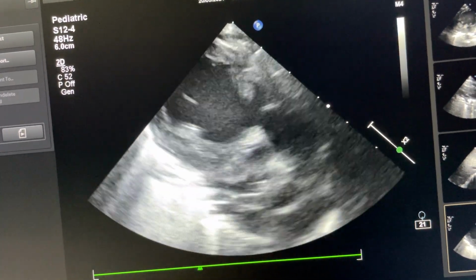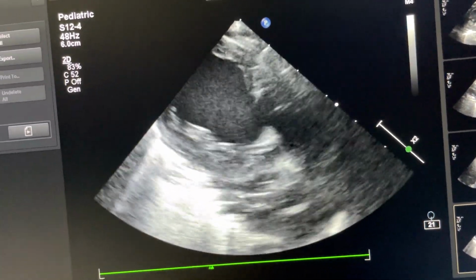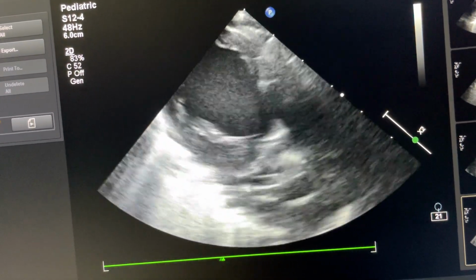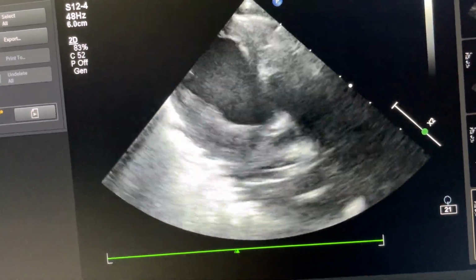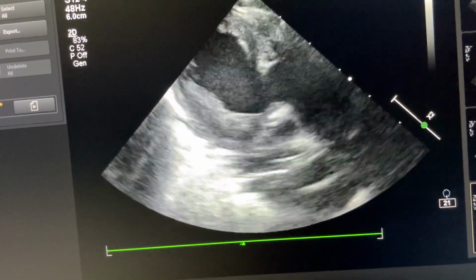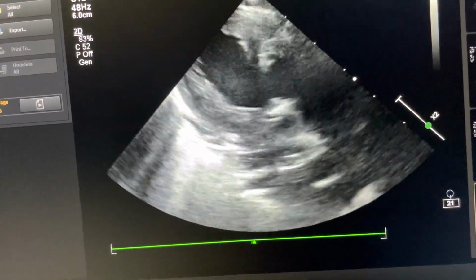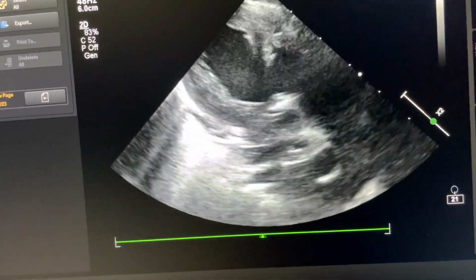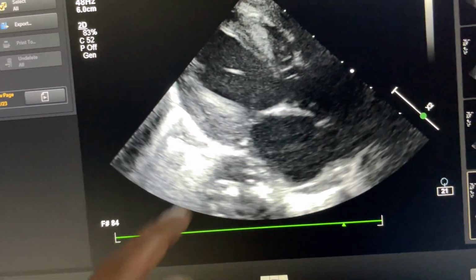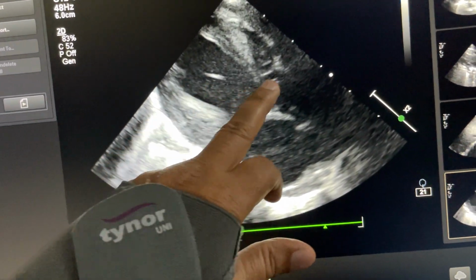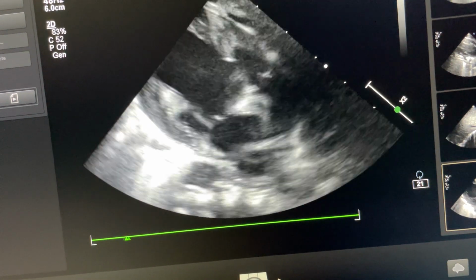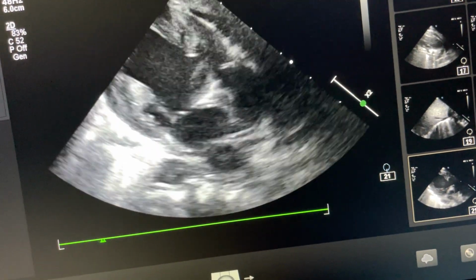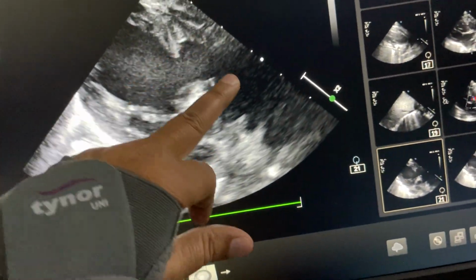This view also shows the parasternal long axis view. So this image has both the aorta and pulmonary artery, showing how they come from the ventricle. This is left atrium, left ventricle, aorta. This is right ventricle outlet and pulmonary artery.